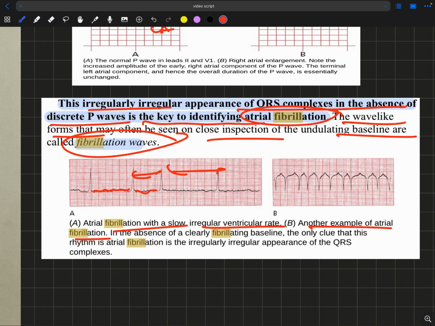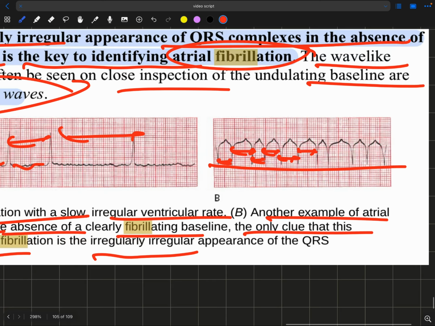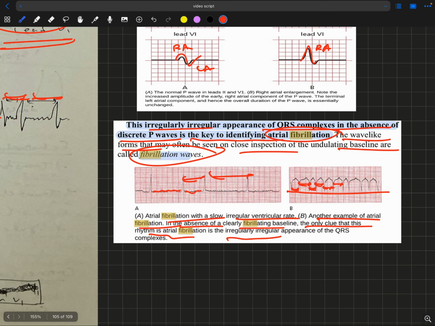Another example of atrial fibrillation: here the clear fibrillating baseline is absent. The only clue that the rhythm is atrial fibrillation is that it is irregularly irregular. You can see the RR interval is somewhere small, somewhere large. It is an irregularly irregular RR interval along with absent P waves or presence of fibrillatory waves.